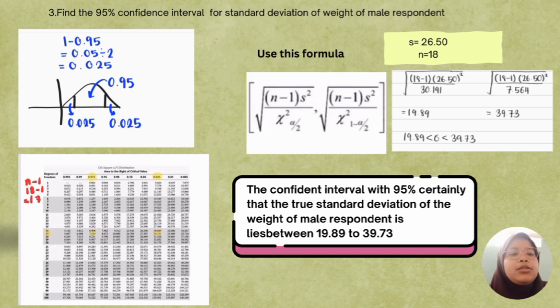So we need to look at row 17 and look at the value to the right, which is 0.025. So the chi-square value at this area is 30.191. Next, we want the chi-square value at the middle and on the right. So the total area is 0.975. So at this area, the chi-square is 7.564. So enter the values in the chi-square formula. So we can get 19.89 less than standard deviation and 39.73 more than standard deviation.